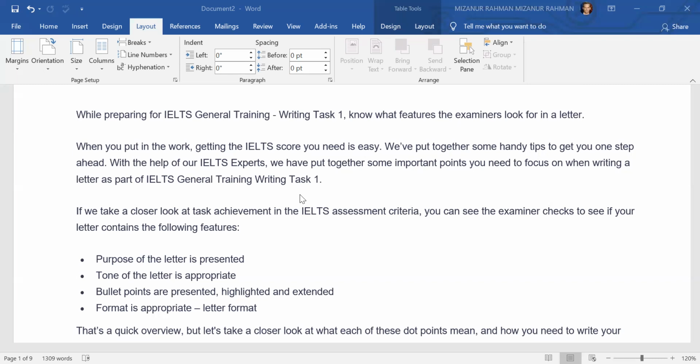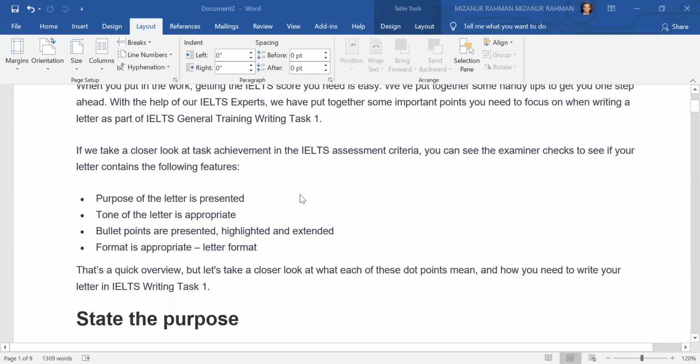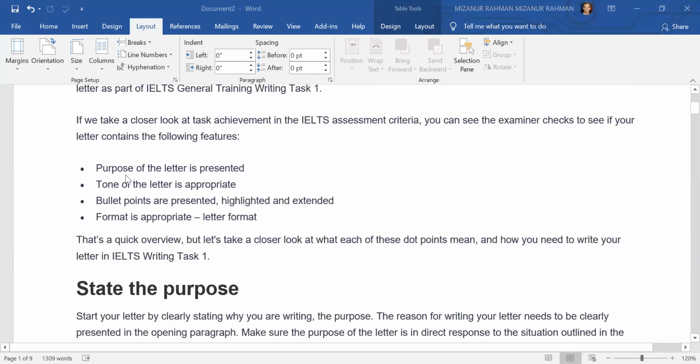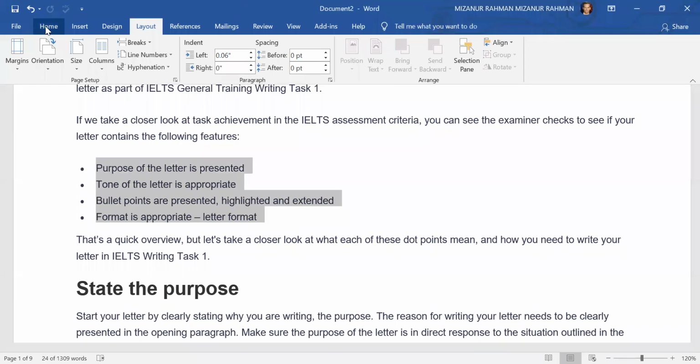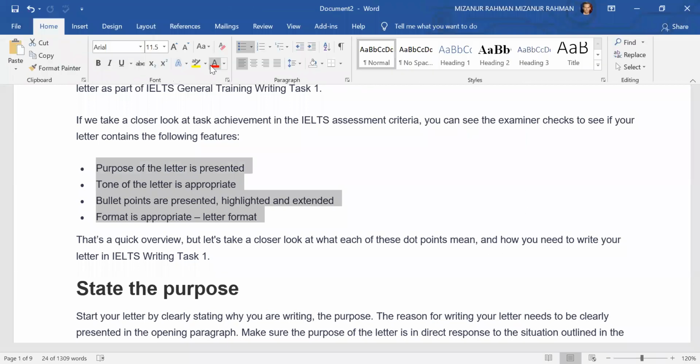So, of course, in writing task 1, you're going to get a letter to write. It's easy. If we take a closer look at task achievement in the IELTS assessment criteria, you can see the examiner checks to see if your letter contains the following features. So these 4 features, you must focus on these 4 features. Your letter must contain these 4 features.